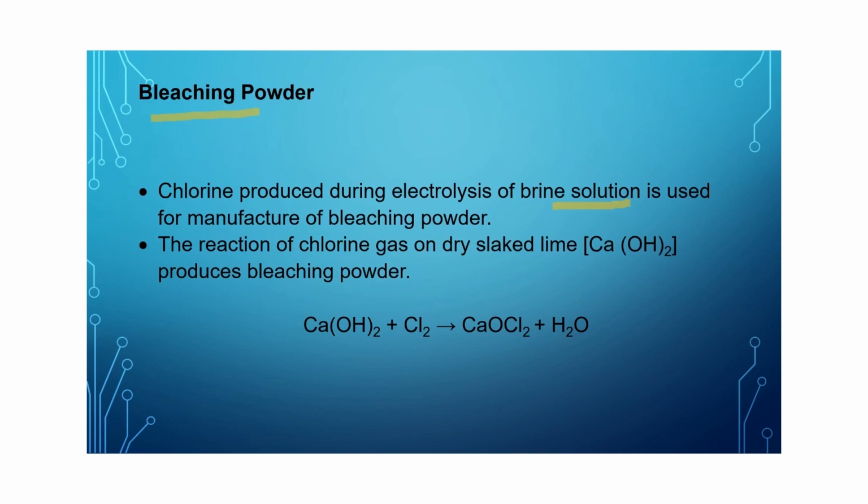The reaction is this. When chlorine gas reacts with dry slaked lime, it produces bleaching powder, and the reaction is like this. This is lime and this is chlorine. They both react and produce CaOCl2 plus water. Right? So this is your bleaching powder used for bleaching purposes at home.